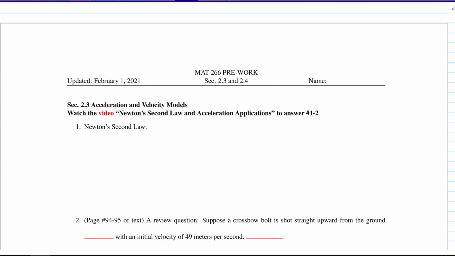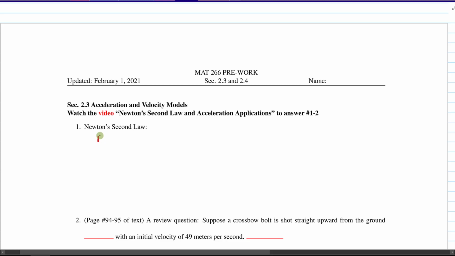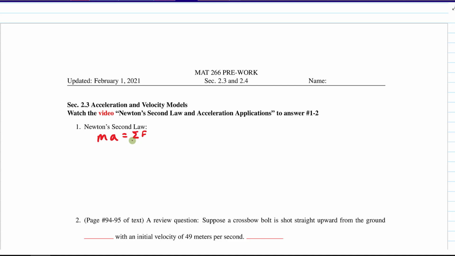So without further ado, Newton's second law says the mass times the acceleration on an object is equal to the sum of the forces on it. So I use F for forces, and we're adding up all the different forces on the object, and the net sum of those will contribute to the product of the mass times acceleration. So how can we think of this as a differential equation?